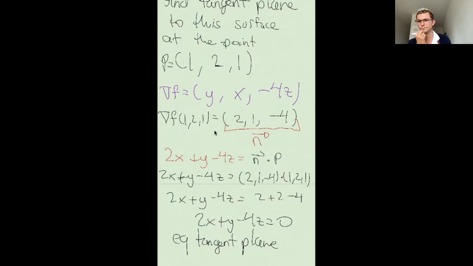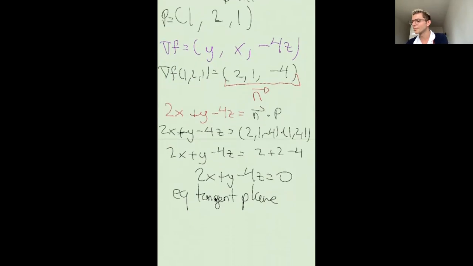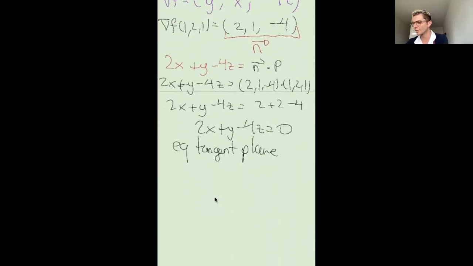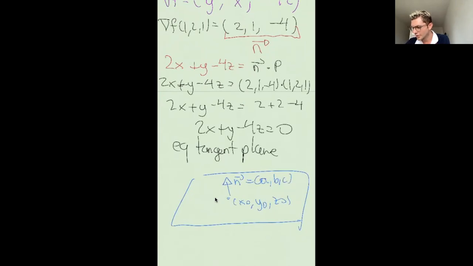Is that okay? I'm confused about the dot product aspect. So 2x plus y minus 4z is the dot product already? Oh, this one on the left hand side, you mean? Yeah. Well, if you remember the equation of a plane, let me put it here. If you had a point, (x naught, y naught, z naught), and you had a normal vector (A, B, C), then the equation of the tangent plane was Ax plus By plus Cz equals A x naught plus B y naught plus C z naught. Is that okay?